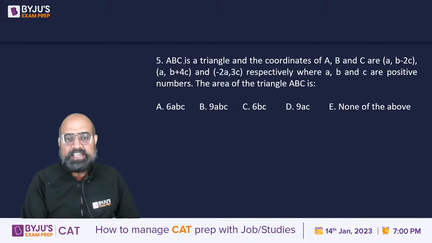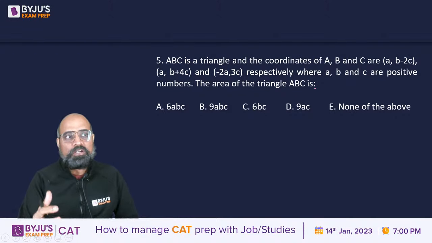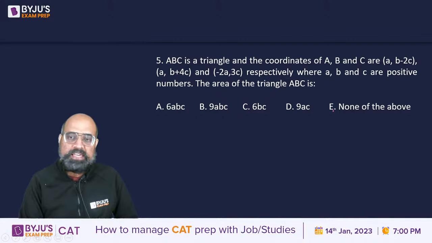Okay, next. ABC is a triangle and the coordinates of A, B and C are (a, b minus 2c), (a, b plus 4c) and (minus 2a, 3c) respectively, where a, b, c are positive numbers. The area of the triangle ABC is what? Now, it's going to be very difficult if I use the determinant formula for the area of a triangle when the coordinates are given, right? It will be very difficult. So what I'm going to do is assume the values of a, b and c.